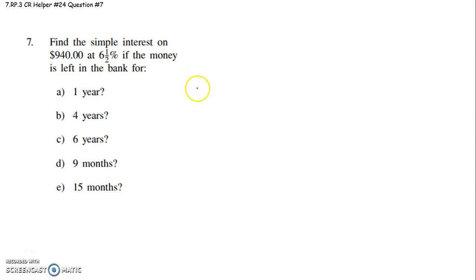Seventh graders, this is to help you with question 7 on CR 24. It says find the simple interest on $940 at 6.5% if the money is left in the bank for, okay, I equals PRT. They're looking for the interest. That's what they're looking for. The interest is the amount of money earned.